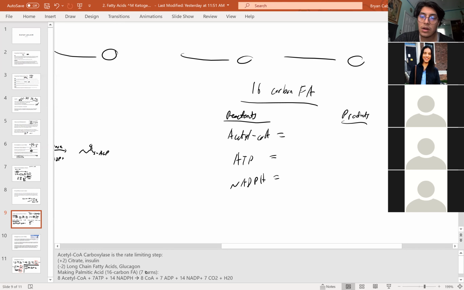how many CoAs, how many ADPs, how many NADPHs, or sorry, how many NADP pluses, how many CO2 groups. Well, the CO2 not necessarily, because you use CO2 in the beginning and toss it out at the end, so net it doesn't really matter. And then how many water molecules you're going to be producing.